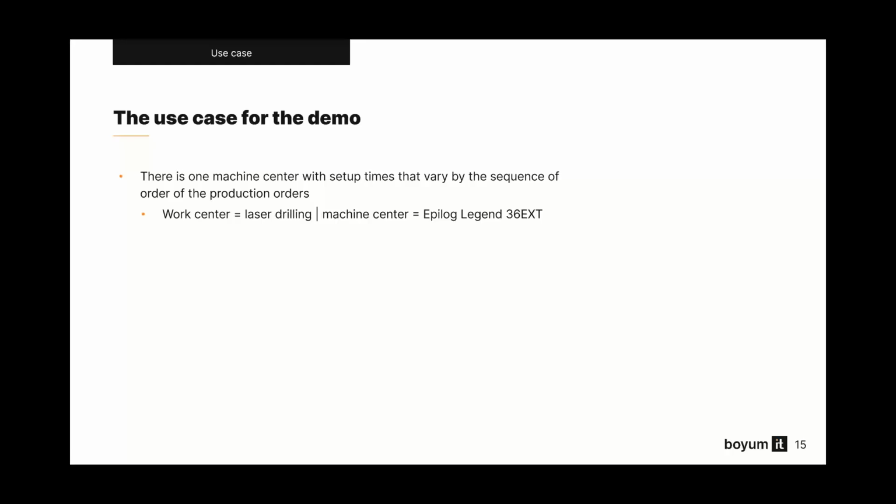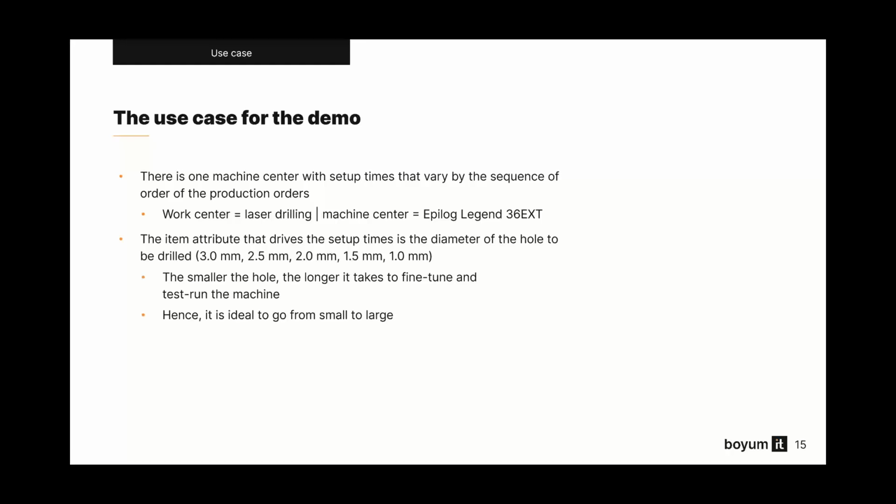And the idea here is in laser drilling, I have an item attribute that drives the setup times, the diameter of the hole that I need to drill in a metal sheet. The hole can be 3 millimeters, 2.5 millimeters, 2, 1.5, and 1 millimeter. The smaller the hole is, the harder it gets not only to set up the machine, but also to test run the machine until the hole has the really exact size. So in this case, it is ideal to go from small to large.